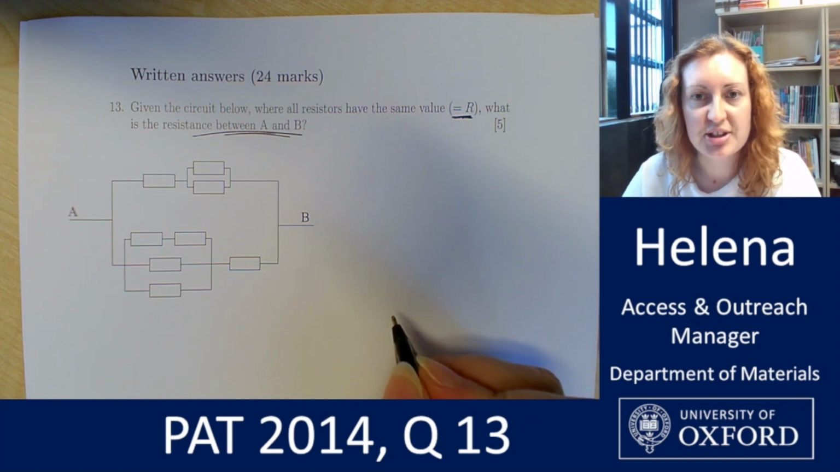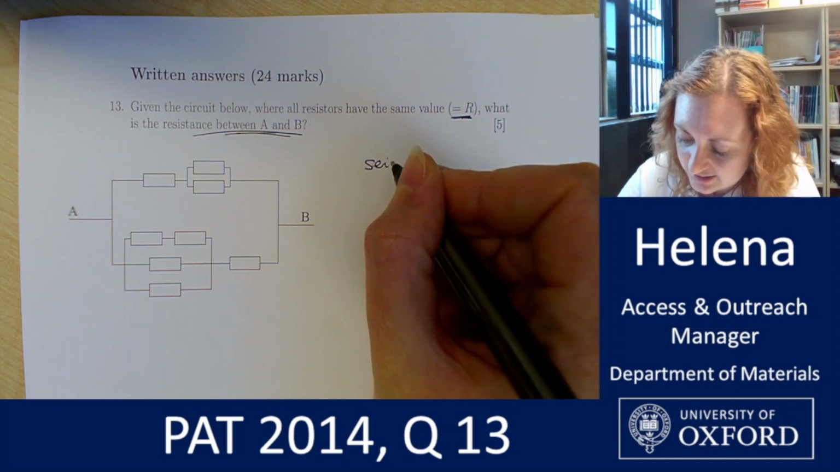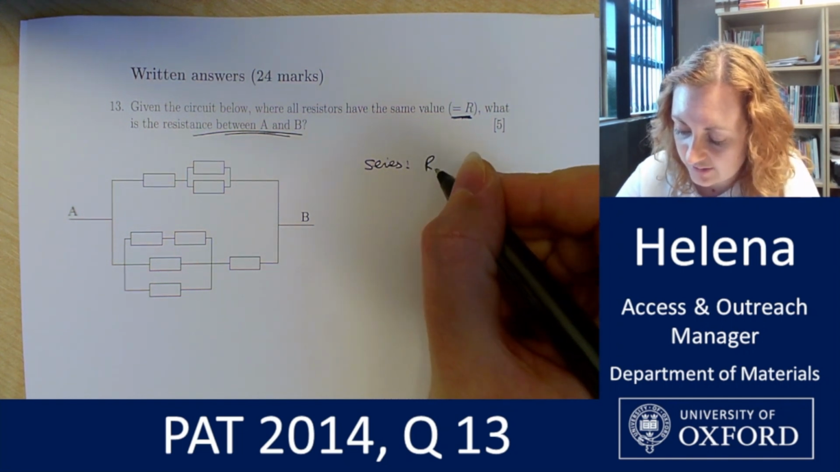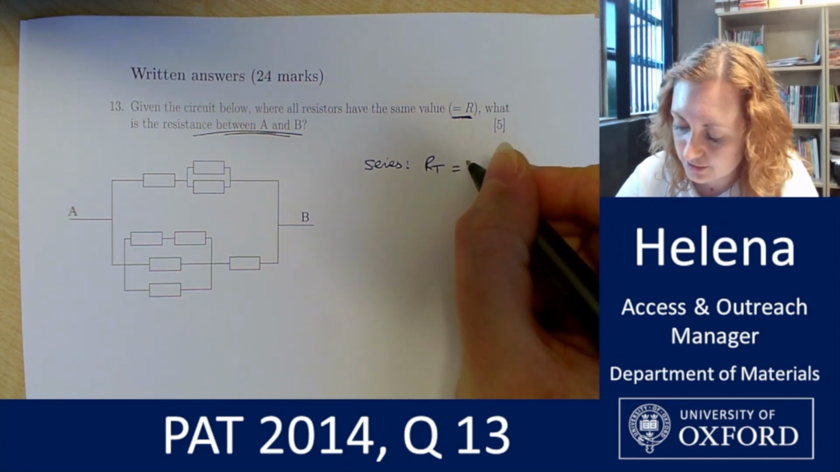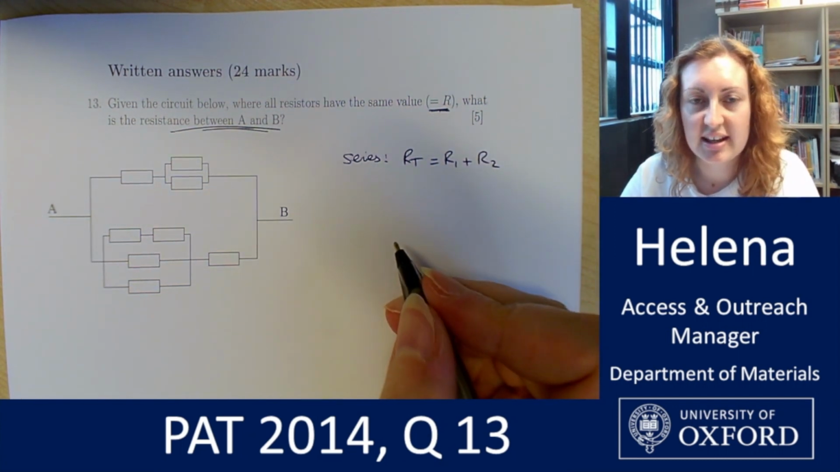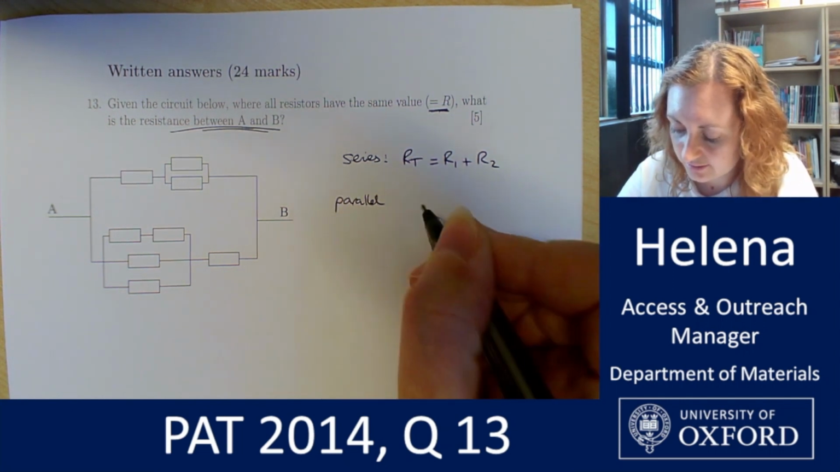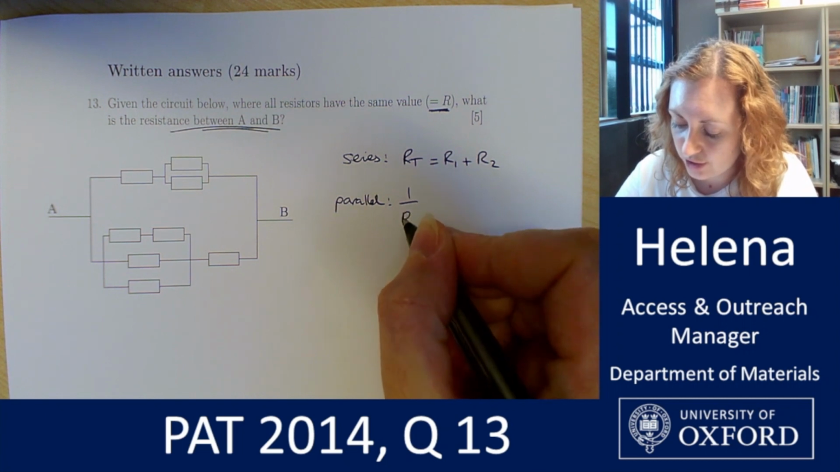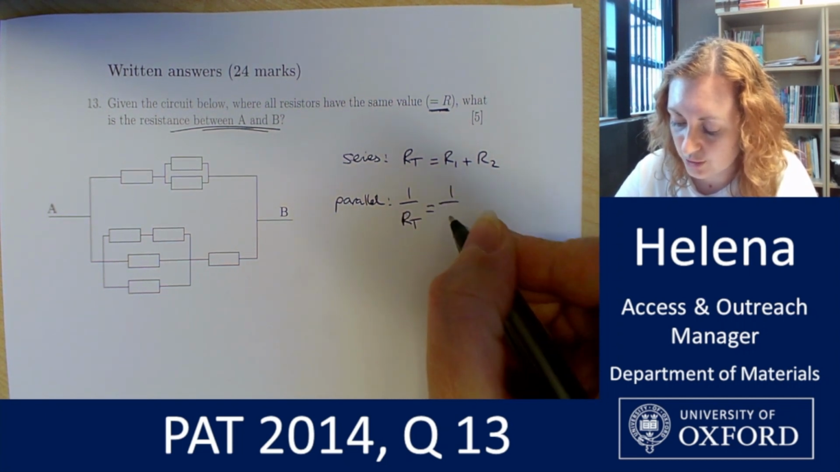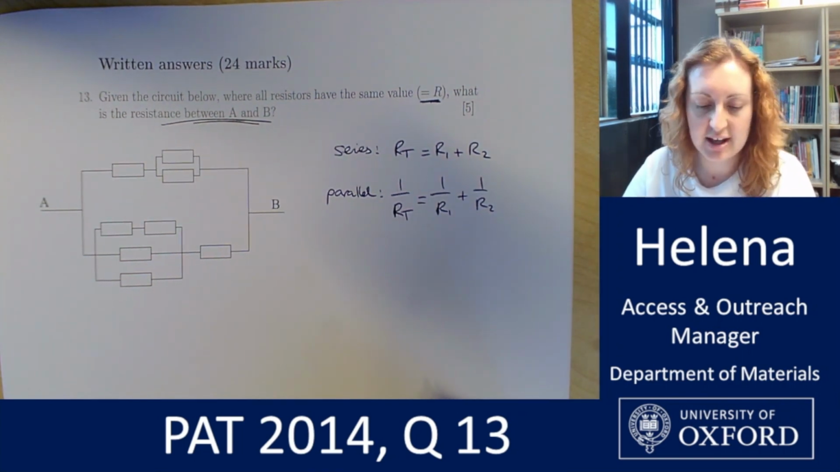For this question we're going to need to remember how to calculate total resistance when resistors are in parallel and when resistors are in series. If our resistors are in series, the total resistance, RT, is equal to R1 plus R2. So we're simply summing the resistances if they're in series. If they are in parallel, then 1 over the total resistance is equal to 1 over R1 plus 1 over R2. So we've got the reciprocal terms this time.